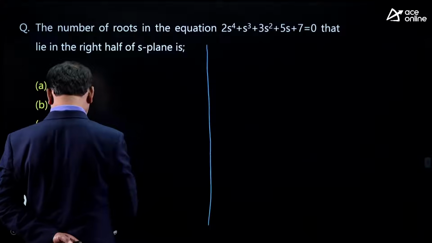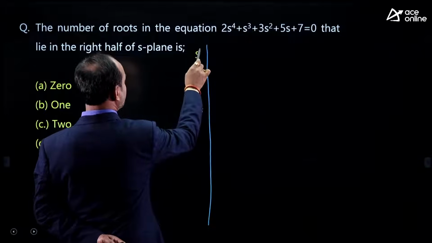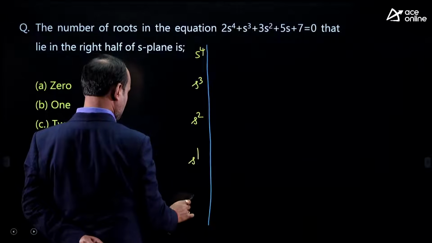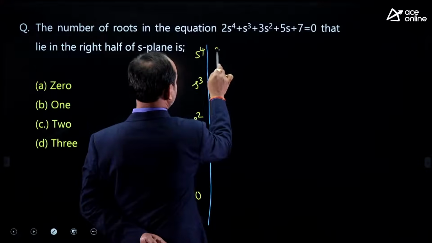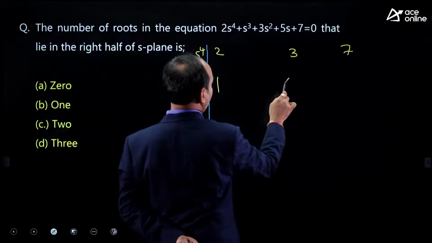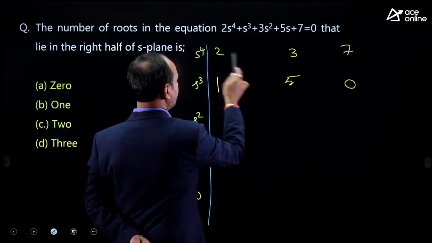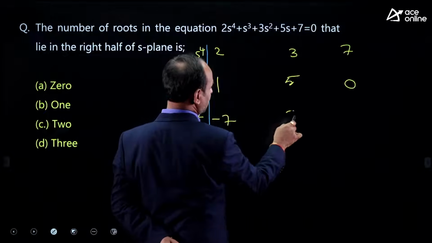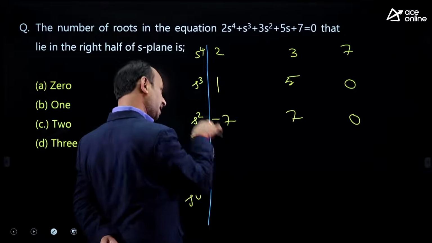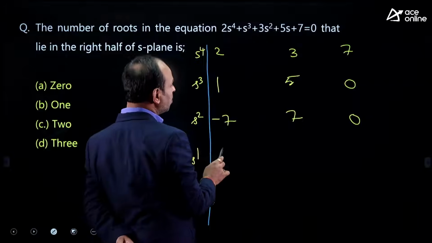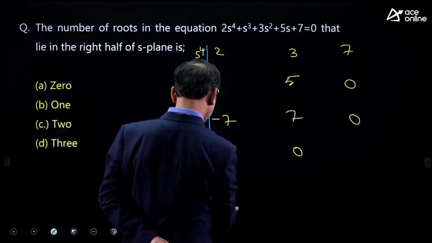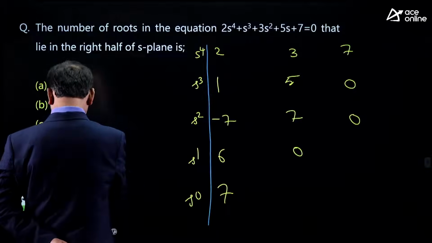how many sign changes on the right side? Now S power 4, S power 3, S power 2, S power 1, S power 0. How many sign changes will we observe? S power 2: 3, then 7, then 1, then 5, 0. 3 minus 10, it is minus 7, then 7, 0. Minus 35 minus 7, minus 42, divided by minus 7. Minus minus cancel, 42 by 7. So 7, 6, 6, 0. This is 7, dear. Now come on, help me here.